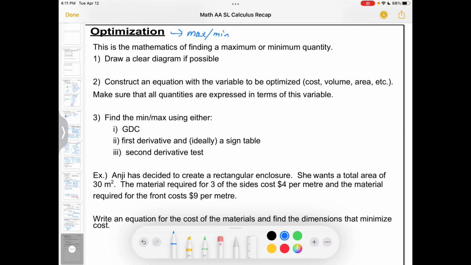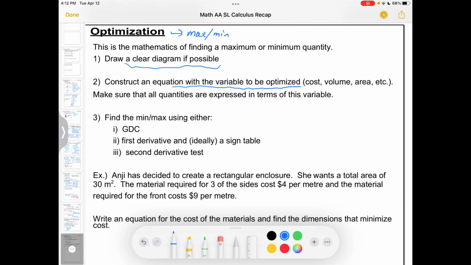So optimization is the mathematics of finding a max or min quantity. If possible, draw a clear diagram if you don't already have one. Construct an equation with the variable that you want to optimize, whether that's cost, volume, area, whatever. Now, when you make your equation for the thing you want to optimize, you may have way too many variables in it to start with. And then you start to see if there are things in the question that can help you whittle it down so that you just have the thing you want to optimize and maybe one other variable, x.